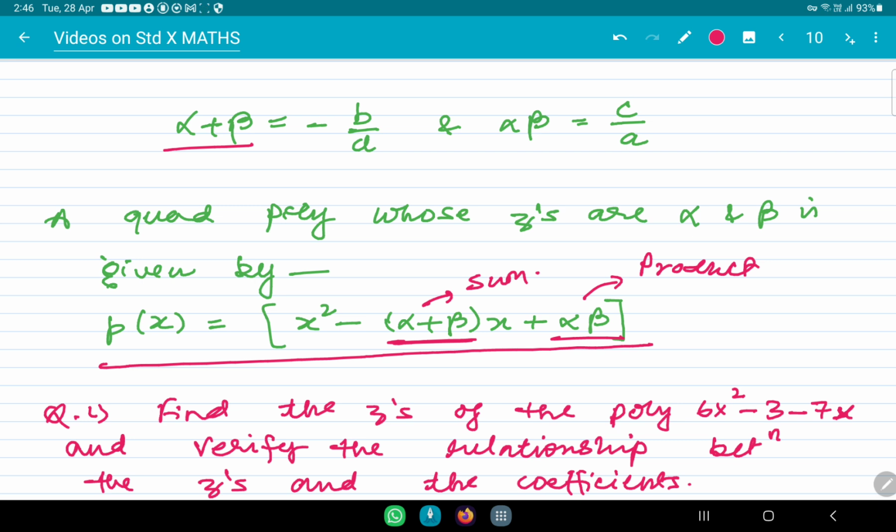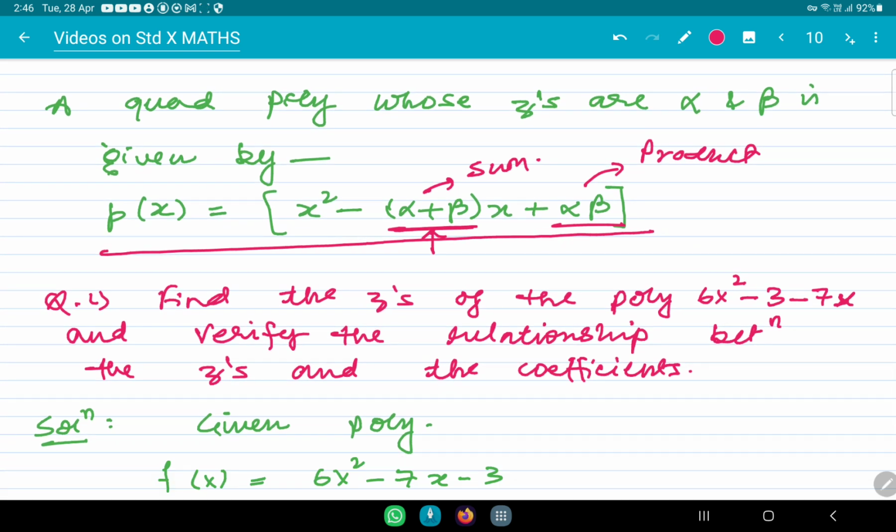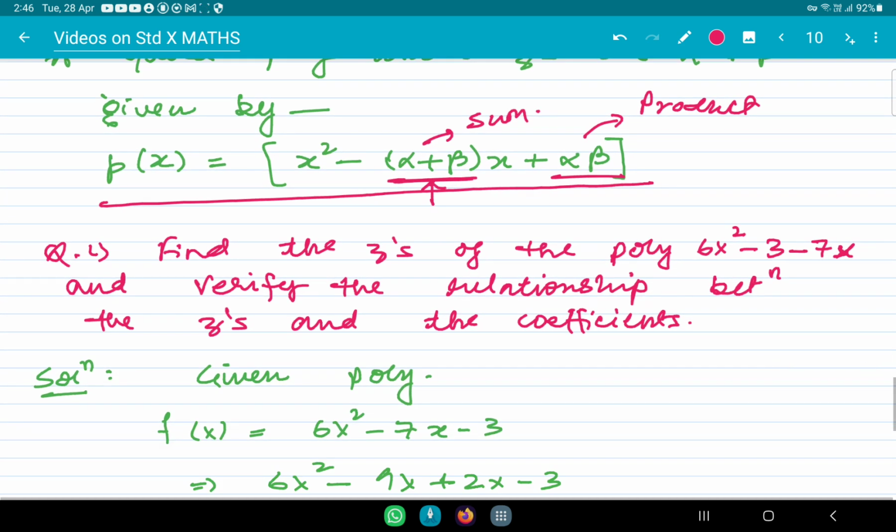So they can ask you in two ways. First way, they will give you two zeros. You have to find out their sum as well as product, and then put them in this quadratic polynomial. And second way, they will directly give you the sum and product. So directly put the values of alpha plus beta and alpha beta like this, and you will get the quadratic polynomial.